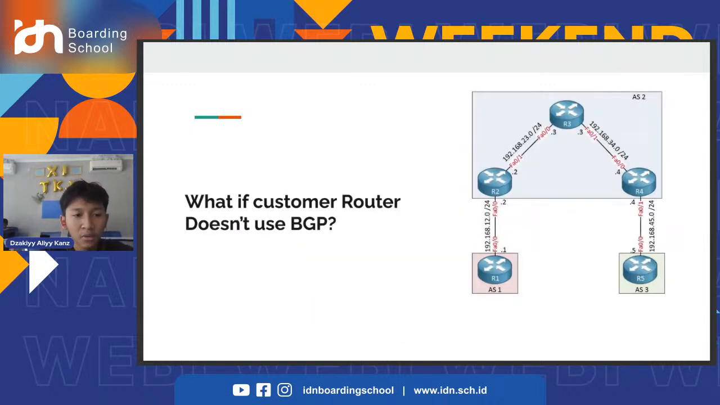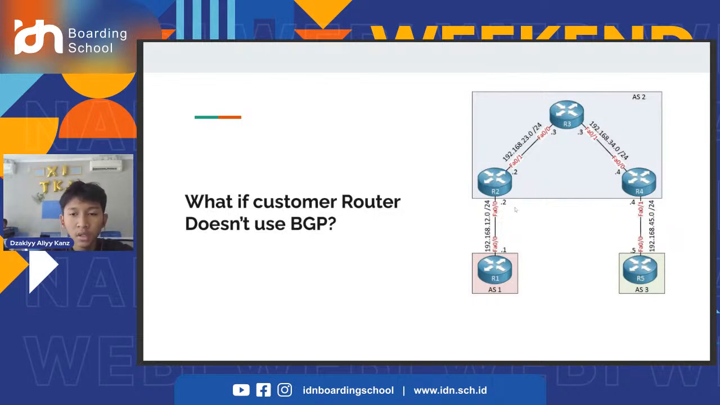And what if the customer router doesn't use BGP? Why should we have a BGP relationship for our router? What if router 2 doesn't have a BGP relationship with router 1, and router 4 doesn't have a BGP connection to router 5? Router 2 is in a different AS from router 1, as AS1, and router 4 in AS2 is in a different AS from router 5, as AS3.